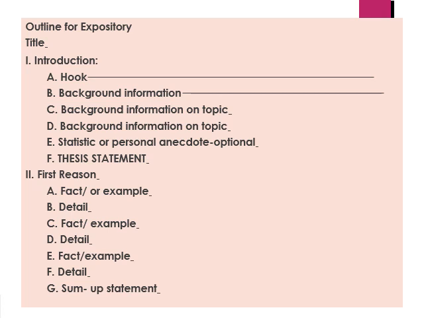Here is an example of the outline for expository writing. We start with the title, then the introduction. In the introduction, we have the hook, the background information, the statistics, and the thesis statement. Then we have the first reason. In it, we put fact, example, detail, fact, example, detail, and sum up the statement.